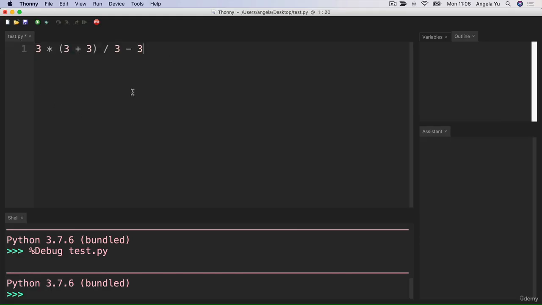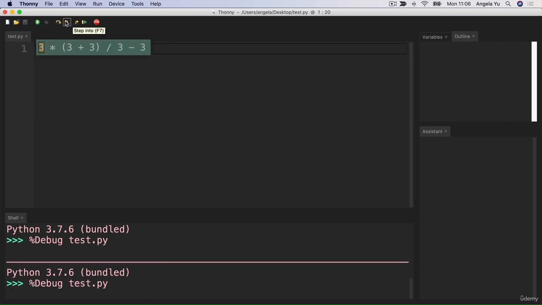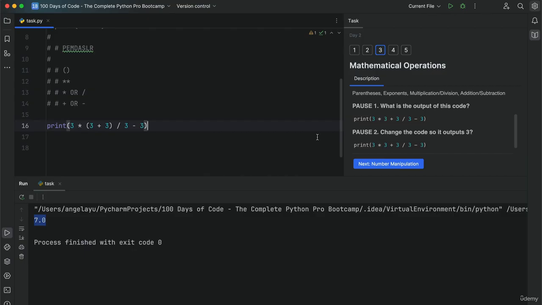So if I change what I've got in Thonny to our new version and go ahead and debug through it, the very first calculation it's going to perform is this 3 plus 3 inside the brackets. And we end up with 6. So then it's going to go again from left to right, prioritizing multiplication and division. So then it's 3 times 6 is 18. 18 divided by 3 is 6. 6 minus 3 is 3. Just by isolating certain calculations, you can elevate it to right at the top of the priority list, and you will be able to perform the calculations that you need.